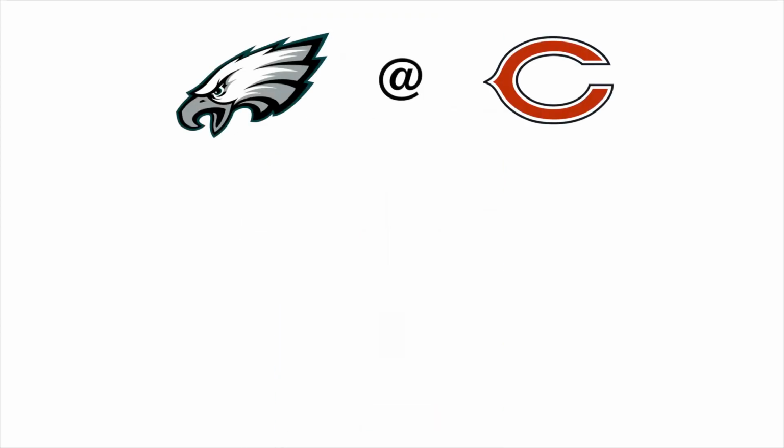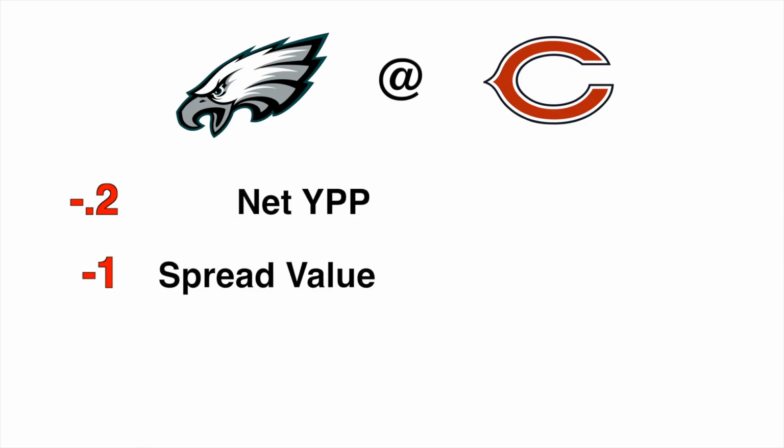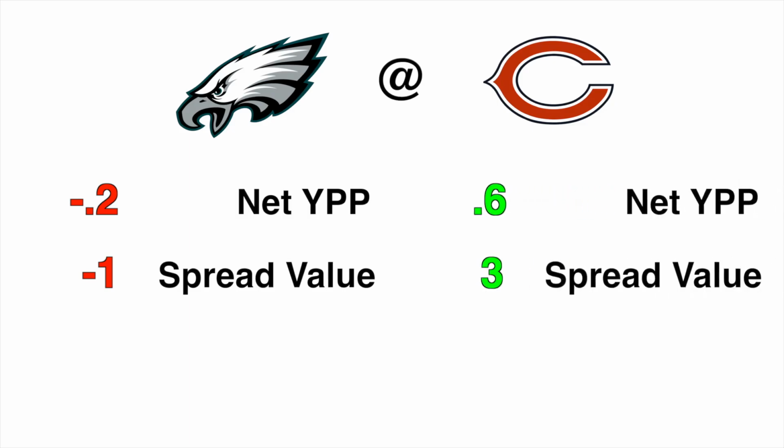So Eagles versus Bears. If you look at the Eagles over the course of the season, they had a negative 0.2 net yard per play. That would give them a spread value of -1. The Bears, on the other hand, were positive with a 0.6, which would give them a spread value of 3. For the Bears over the past 5 years, they did not win over 50% of their games at home. So I gave them a 1.